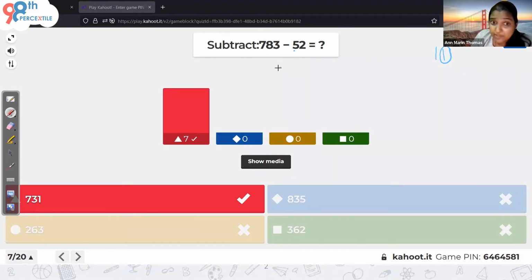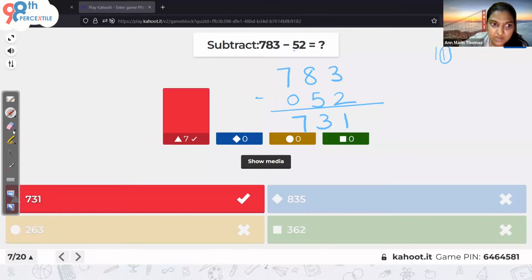And I can see all of them have given the right answer. But let's quickly review it. 783 minus 52. All right. And here you go. 3 minus 2 is 1. Yes. 8 minus 5, 3. And you get here, you have a 0 here. Imagine you have a 0 here. And then you have 7 minus 0 is nothing but 7. And you get the answer 731.